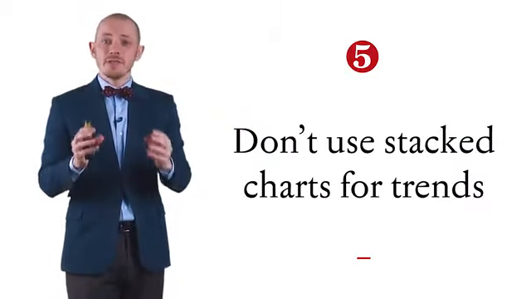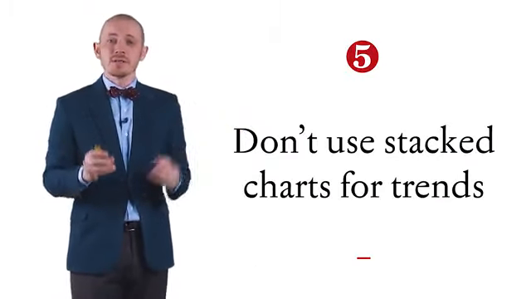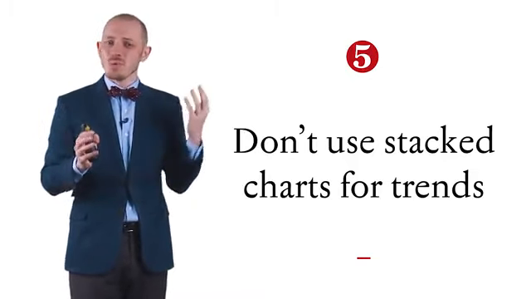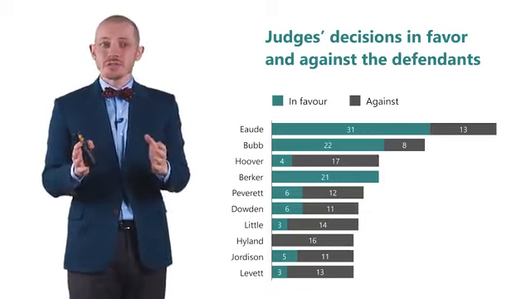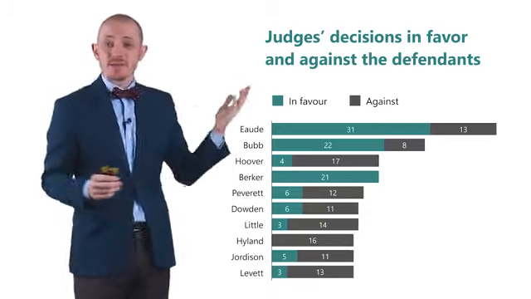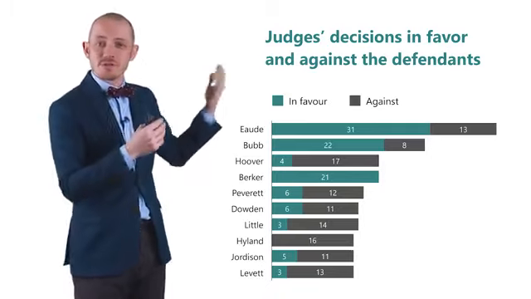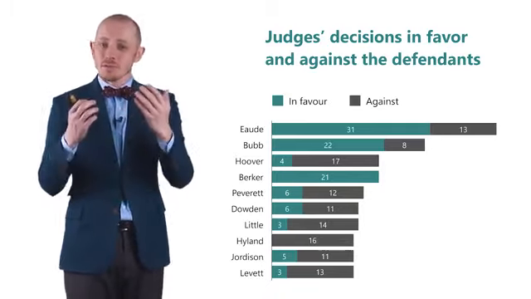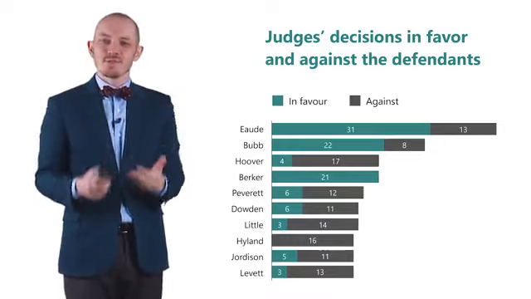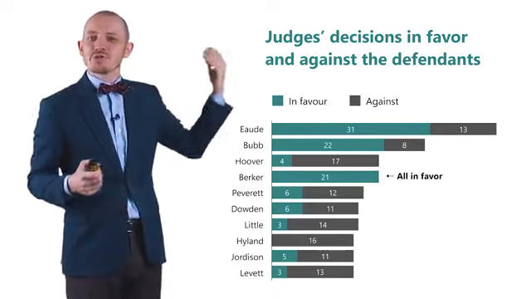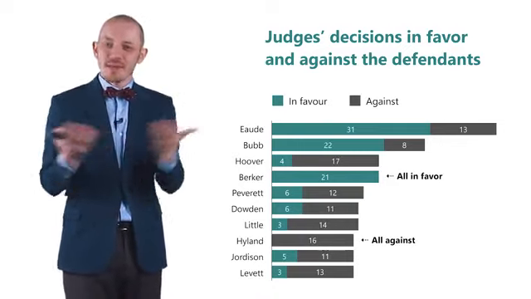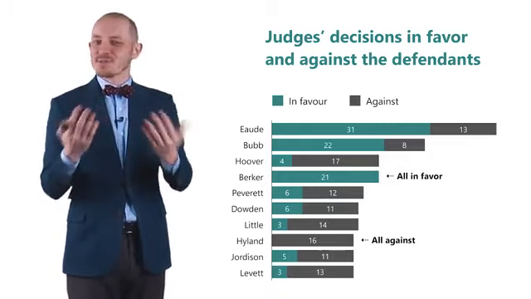Thing number 5, please do not use stacked charts for trends. And this one is important because I see people doing this all the time. Now, stacked charts are great. They are like 2 charts for the price of 1. In this example, you can see judges' experience, and you can also spot some bias, potential bias. This is a hypothesis, of course. Some judges always rule in favor, and some judges always rule against. Now, why is that? It's a question to investigate.